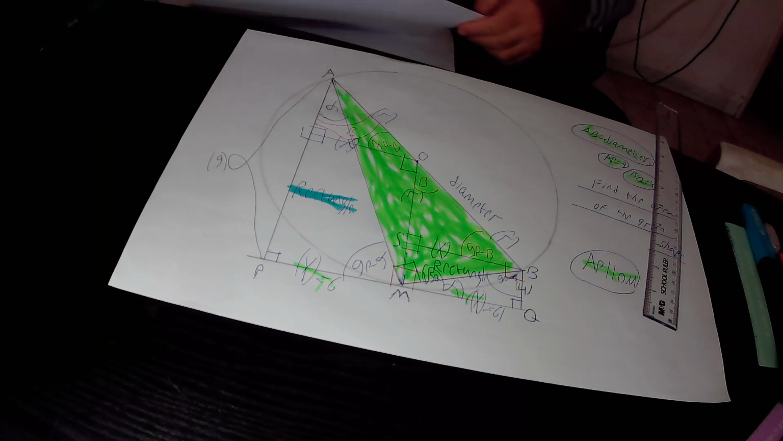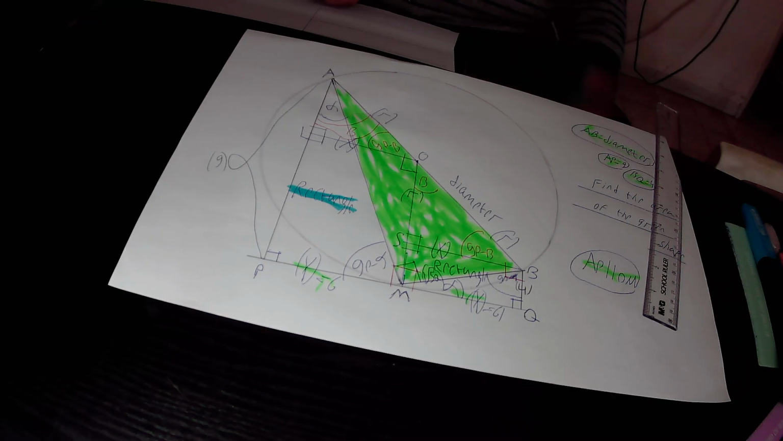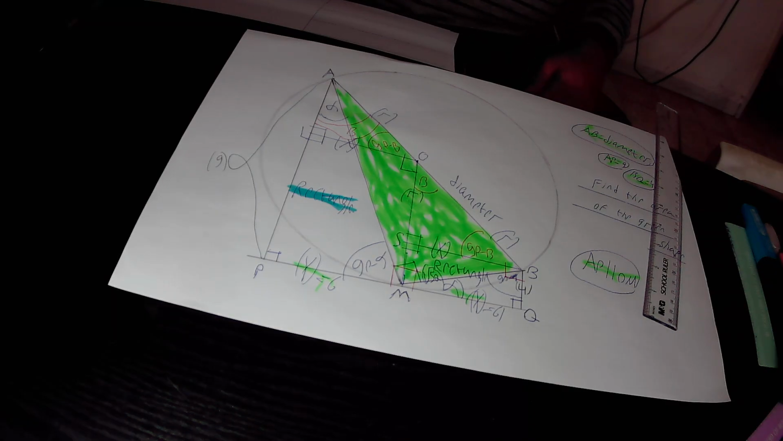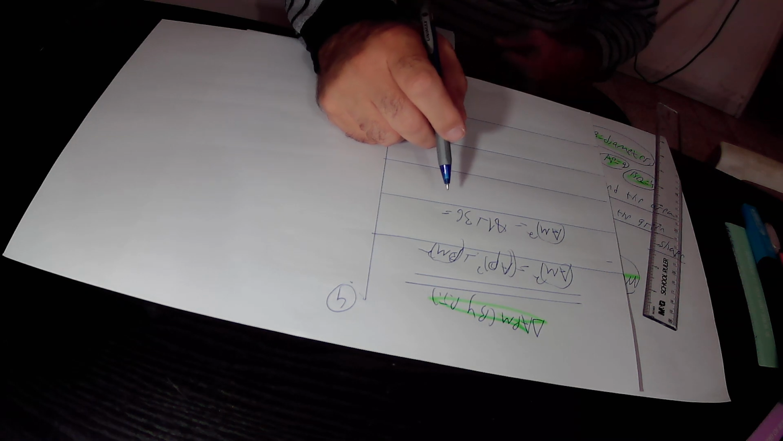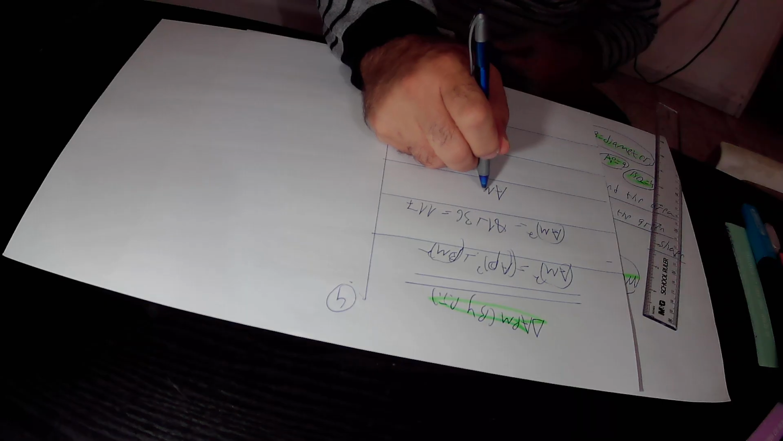AM is the missing side, so AM squared equals AP squared. AP is 9, therefore AP squared is 9 squared, that is 81, plus PM squared. PM is 6, therefore PM squared is 6 squared, that is 36. So in total, AM squared equals 81 plus 36. 81 plus 36 is 117. So AM squared equals 117.